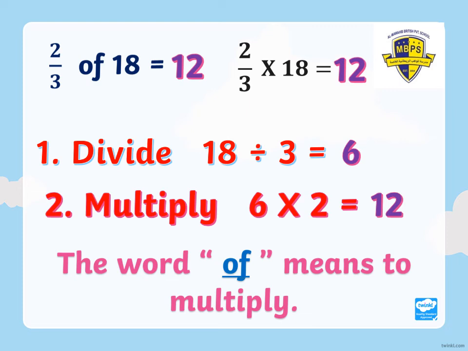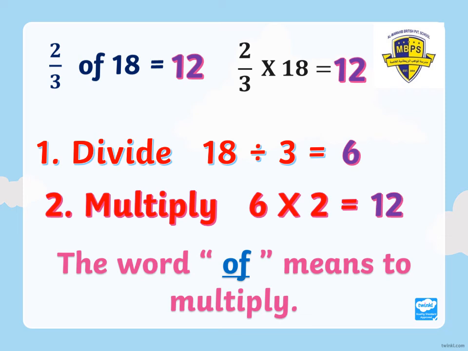Now, when we don't have a unit fraction, what are the steps to find out the answer? Let's start. Step 1. You need to divide the whole number with the denominator. Now, what is the whole number in this question? Very good. The whole number is 18. And what is the denominator? Yes, the denominator is 3. So, what is 18 divided by 3? In the timetables of 3, 3 times which number gives you 18? Very good. 3 times 6 is equal to 18.